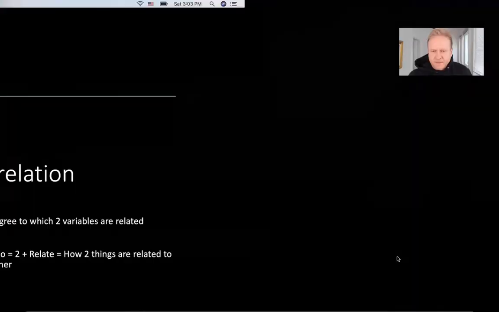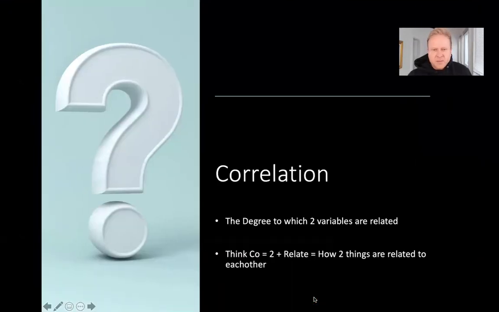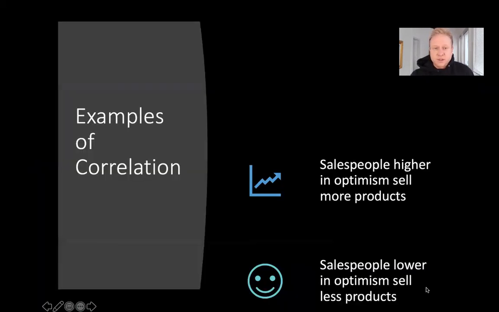So I'm going to share my screen and we will move right into the program. So let's pop over to looking at what correlation is. In a simple phrase, it's the degree to which two variables are related. So co means two, and then relation means related. So it's simply how two things are related to each other.